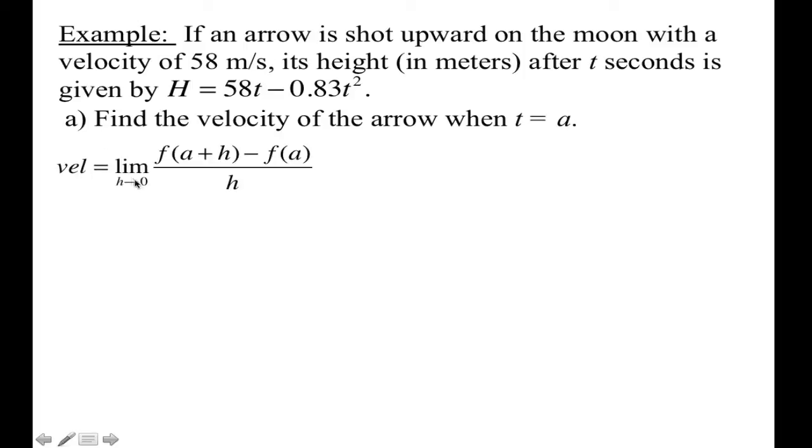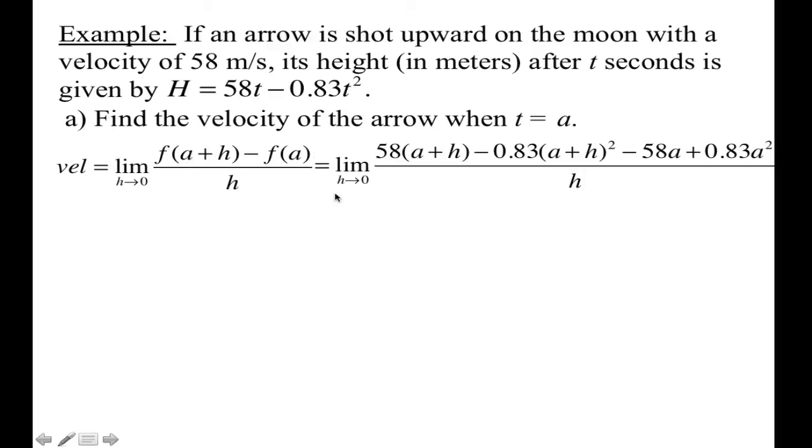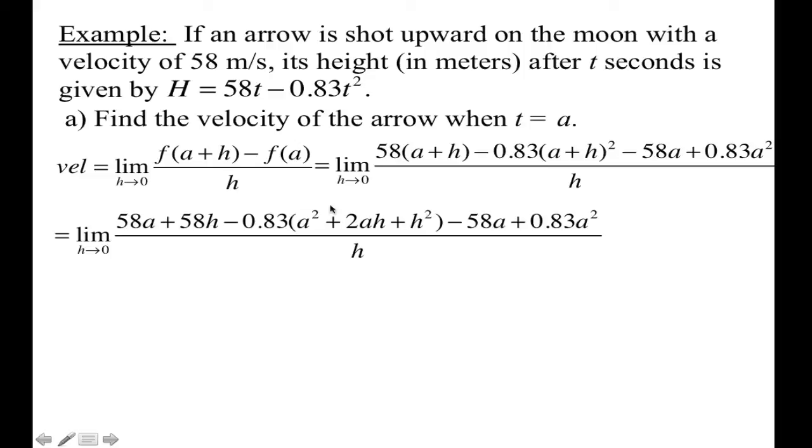So now my velocity is going to read as the limit as h approaches 0 of f of a plus h minus f of a all over h. This should look a little bit familiar from that graded assignment last unit. All right, so now I'm going to take a plus h, plug it in for t, and then same with a. I get the following. Now I'm going to do some multiplying and distributing and some simplifying. So when I do that, I expanded the a plus h squared, distributed through the 58.